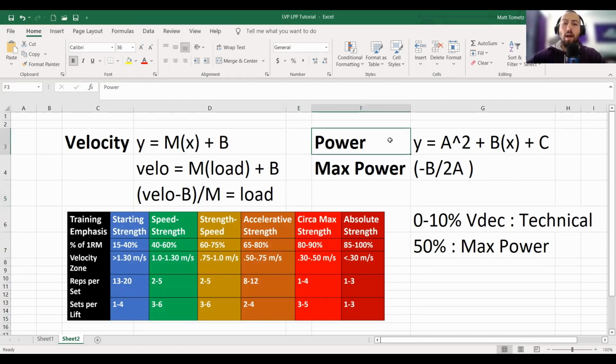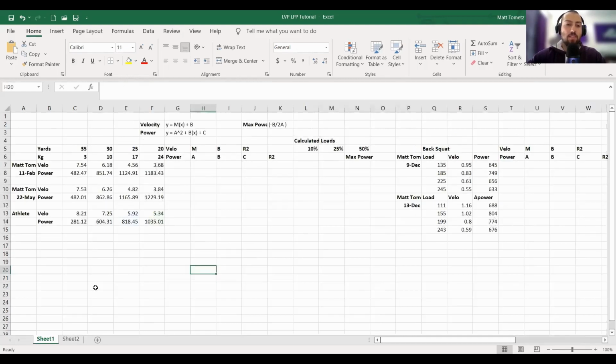And then our power equation is a second order polynomial. So ax squared plus bx plus c. And max power, the top of this parabola, is negative b divided by 2a. So just some context, and let's get into it.